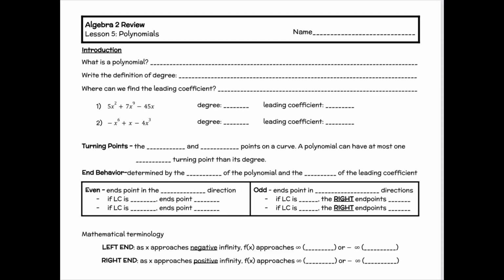All right, so for lesson 5, we're going to be talking about polynomials and their graphs. So a polynomial is one or multiple terms added or subtracted.